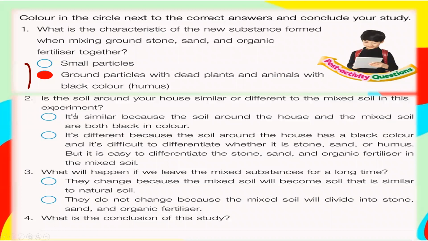So, is it similar or different? I think it's different. Exactly. It is different because the soil around the house has a black color and it's difficult to differentiate whether it is stone, sand, or humus. But it is easy to differentiate the stone, sand, and organic fertilizer in the mixed soil.